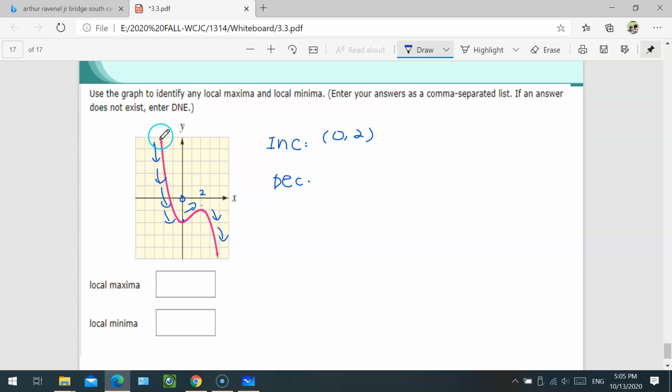For the decreasing interval, it's from the left-hand side, negative forever. So your decreasing interval is negative infinity, comma, up to this point, which is 0. Another decreasing interval is from 2 to positive infinity. So you have 2 going to positive infinity.